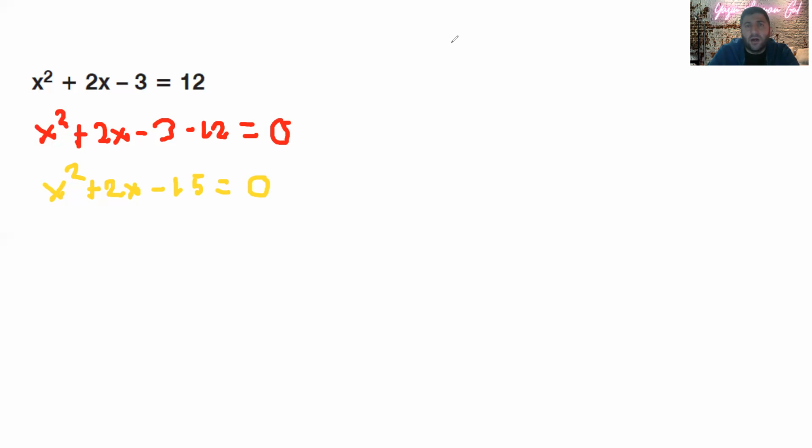So, now I'm going to do this. I'm not going to try all of them because I know what they are. It's going to be 5 and negative 3. 5 times negative 3 is negative 15. 5 plus negative 3 is positive 2. Remember how we write it, we're going to write with x. So my factors are x plus 5 times x minus 3.